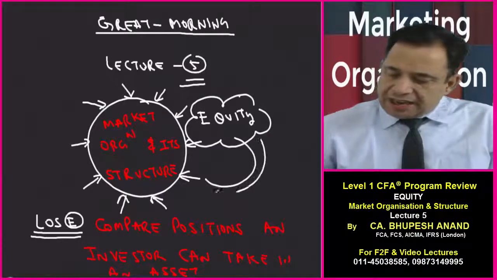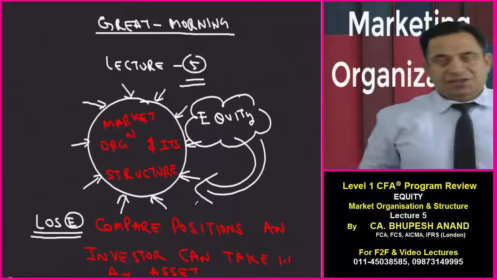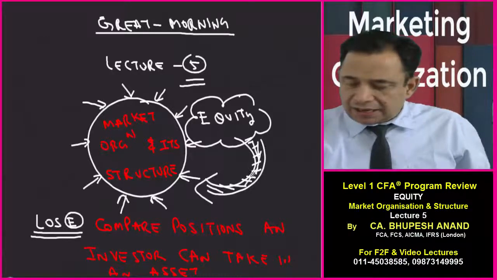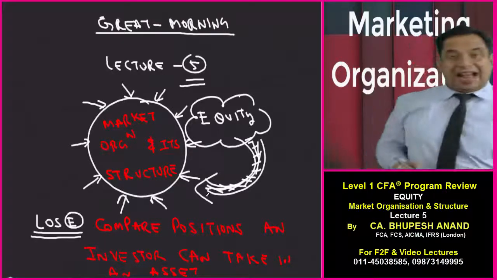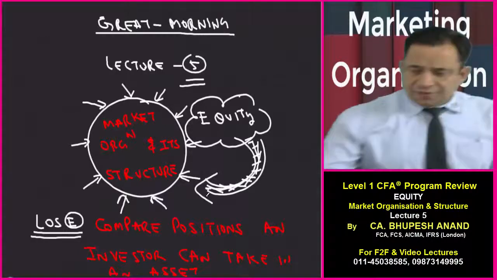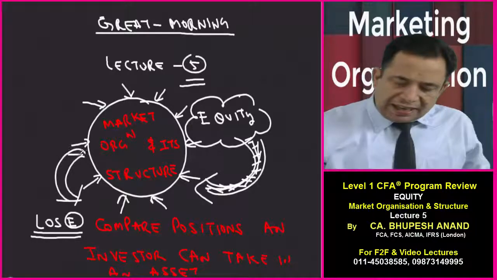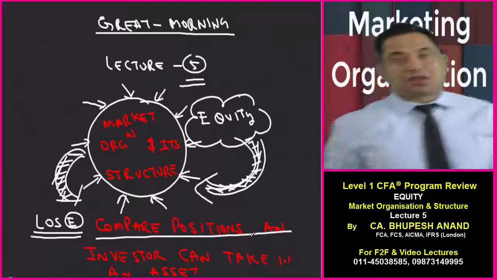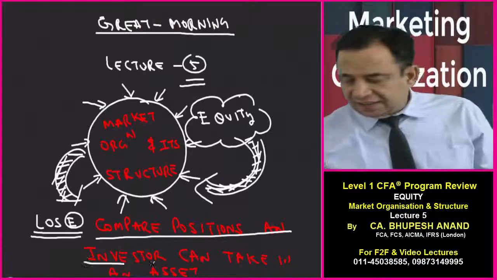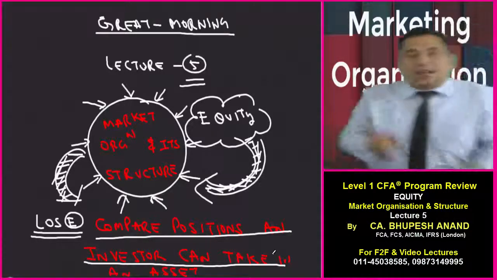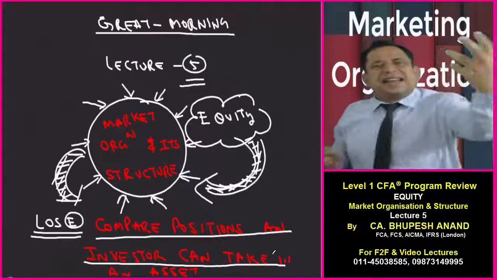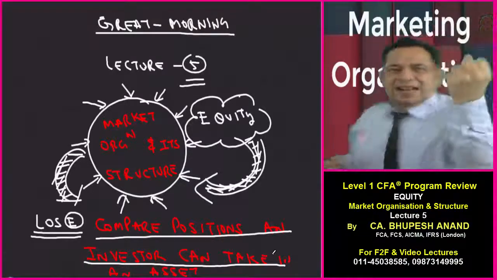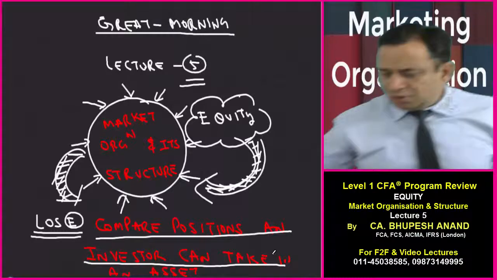Within equity, I am doing market organization and structure as a reading. And within that, we are doing learning outcome number E, that is compare positions an investor can take. What are the different positions an investor can take in an asset? What I mean by long when I say buy, and what I mean by short when I say sell, all those positions we will be doing here.